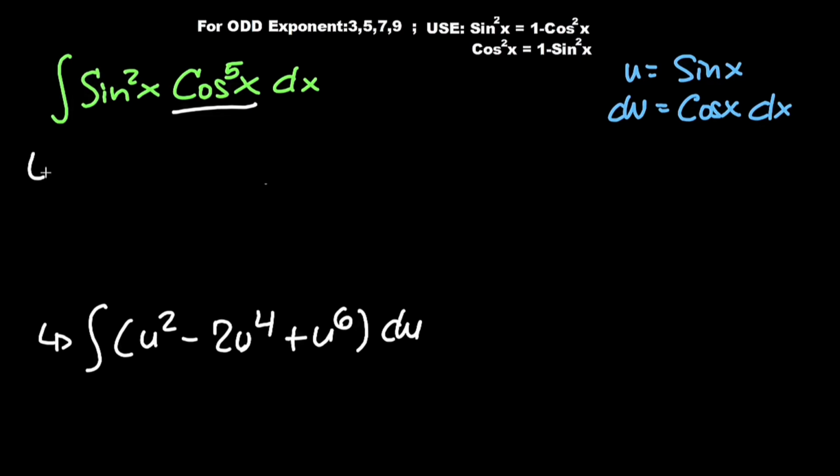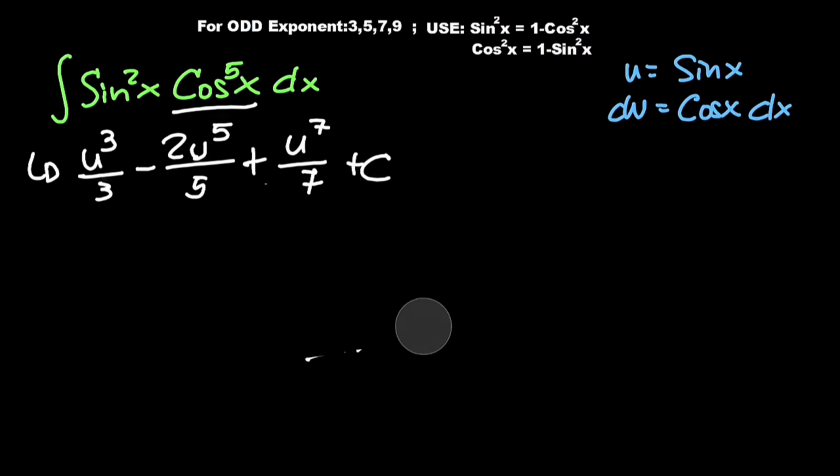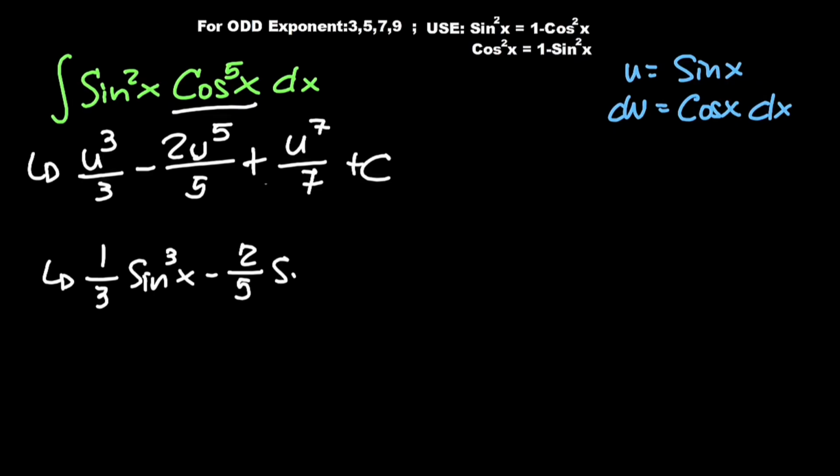And so let us integrate this. Integral of u squared would be u cubed over 3 minus integral of 2u to the power of 4 would be 2u to the power of 5 over 5. And the integral for this would be u to the power of 7 over 7 plus c. Thus, the final answer would be 1/3 sin³ of x minus 2 over 5 sin to the power of 5 of x plus 1 over 7 sin to the power of 7 of x plus c.